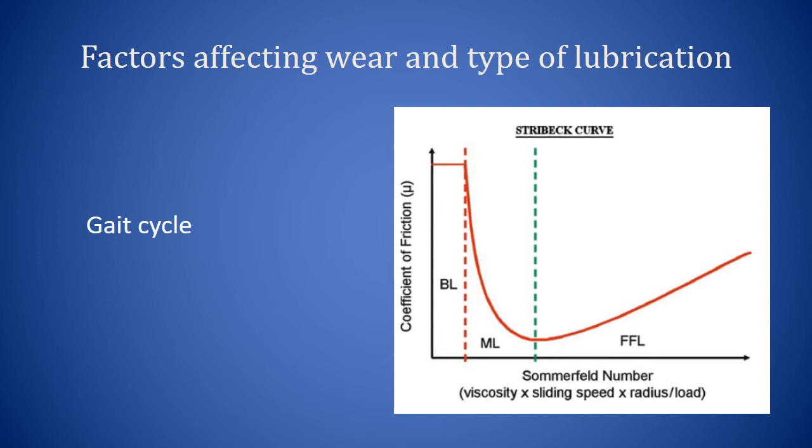Various factors will affect wear and the type of lubrication that will occur at various points during the gait cycle in a hip replacement, for example. Have a look at the Stribeck curve and explain why hip resurfacing arthroplasty is not recommended in small-sized individuals.